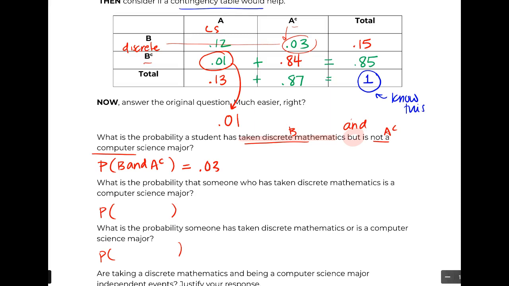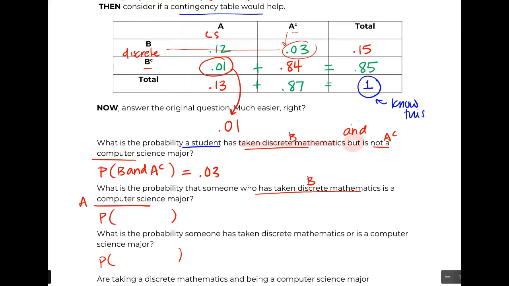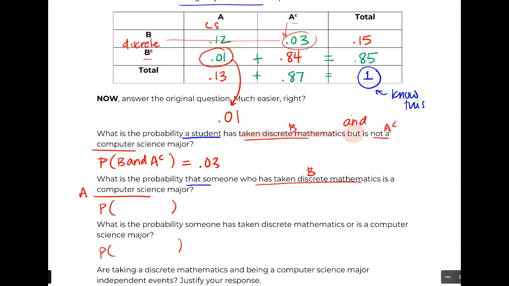Next one, probability someone who has taken discrete mathematics is a computer science major. There is no "and", no "but". So this one we have to think a little bit harder. The fact is, in the first one it said probability a student. Here it says what's the probability that somebody who has taken discrete mathematics. This is what we know. This is very subtle. Usually on tests I'll use given, of, or if, something to help you out here. But in this case, we know they've taken discrete math, and we want to know the probability of them being a computer science major. Now this is when we need to go to our formulas for conditional probability.